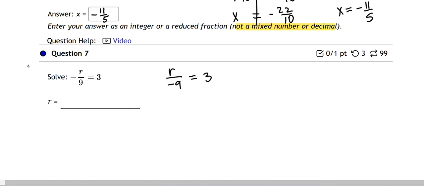So you already have division. So you're going to be multiplying times negative 9 on both sides. So you have R equals, and 3 times negative 9 is going to be negative 27. This is going to be your final answer, negative 27.